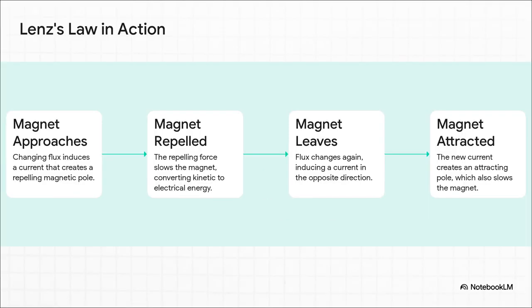This is the classic way to see Lenz's law in action. As the magnet falls toward the coil, it induces a current that creates a magnetic pole to repel it, slowing it down. Then, as the magnet passes through and starts to leave, the current actually flips direction to create an opposite pole to attract it, again slowing it down. This is conservation of energy right there. The kinetic energy the magnet loses is what gets turned into electrical energy in the coil.